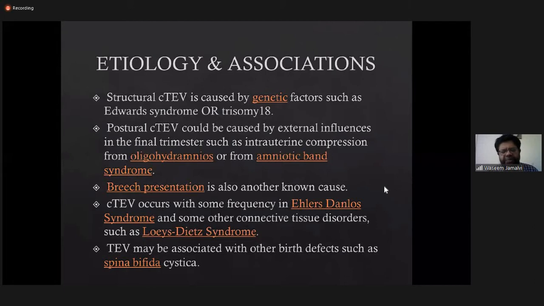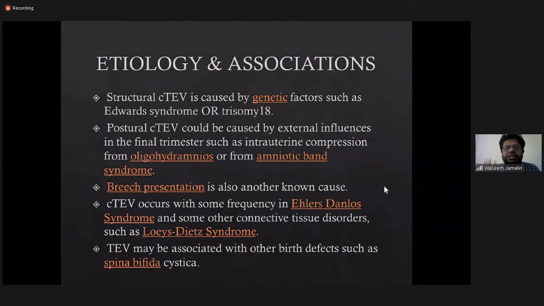In breech presentation, they may be presented with the clubfoot because the baby can be born feet first as compared to the head coming out first. And there are certain other syndromes that are more for you guys in fourth year, but I told you the Ehlers-Danlos syndrome or Lewis-Diet syndrome. In these diseases, they can be presented with the clubfoot.